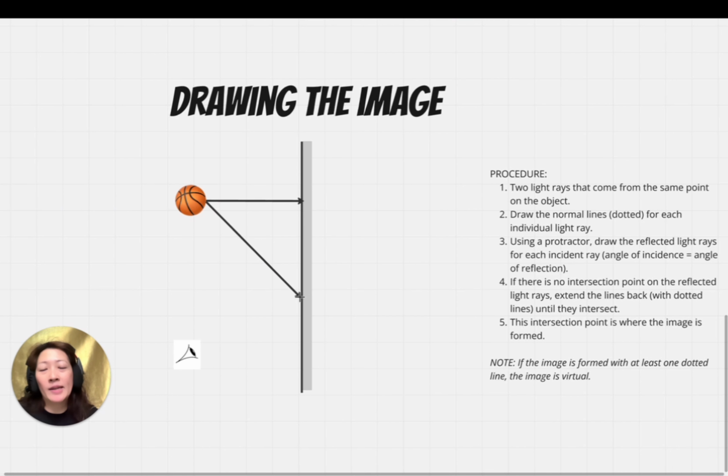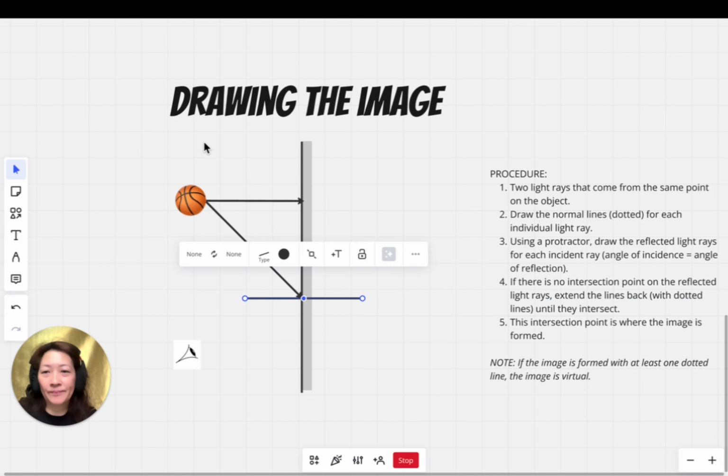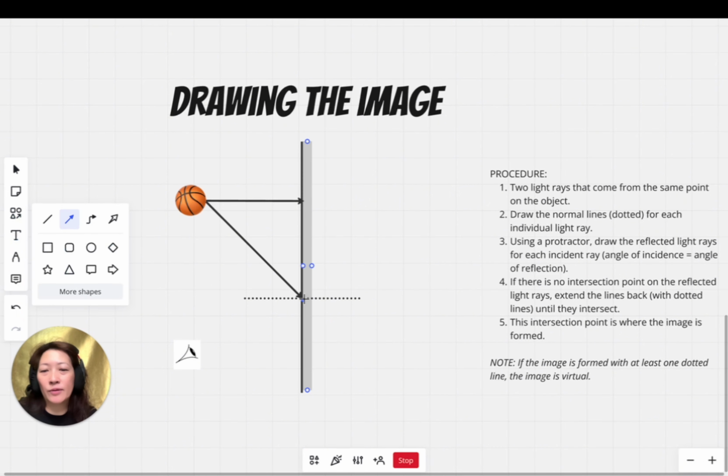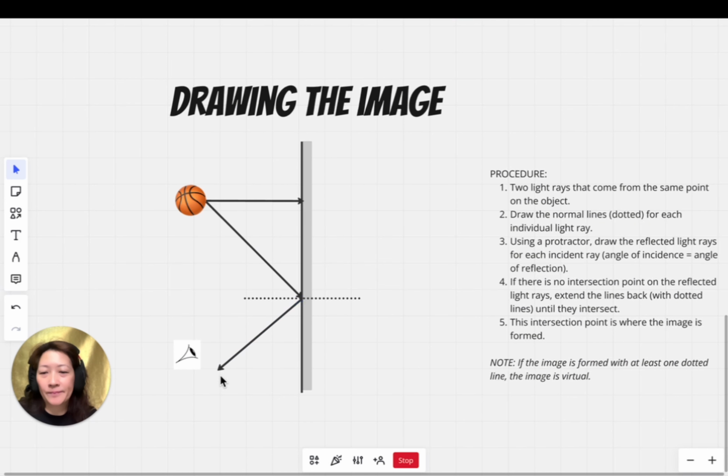The second light ray does have to be at an angle, but now it's much easier for us to obtain the image. Let's complete the diagram. I'm going to put the normal line here, as a dotted line. And we're going to draw the reflected light ray here. I'm just going to adjust this to make sure that the angle is equal on both sides.